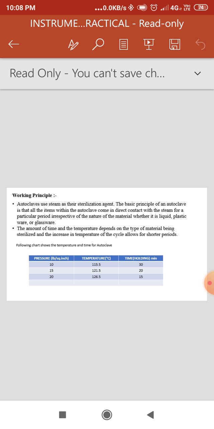Okay, and there is a certain time-temperature relationship. Suppose we are sterilizing a media, then we have to wait at 121 degrees Celsius, that is 15 lbs pressure, for 20 minutes. See here, a chart is given for pressure, temperature and time. So this is the ideal time-temperature relationship for the sterilization process. Okay.